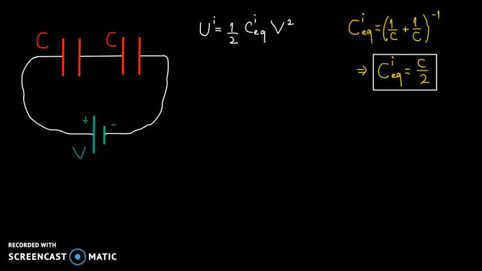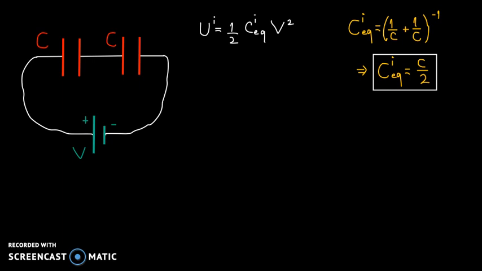We apply the equivalent capacitance formula for series connection. We add the reciprocals of capacitance values and then take the inverse. 1/C plus 1/C, that's 2/C. Take the inverse, you get C divided by 2. So that's our equivalent capacitance.